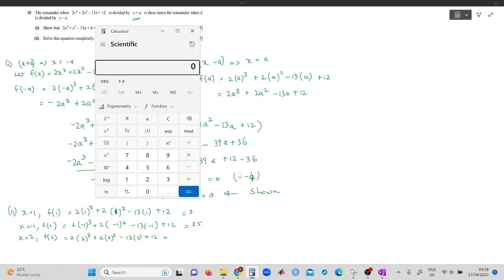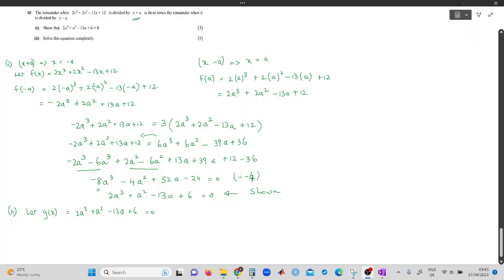So 8 times 2 is 16. 16 plus 4 times 2, 8. Subtract 26 plus 12. It gives me 10, which is not correct.